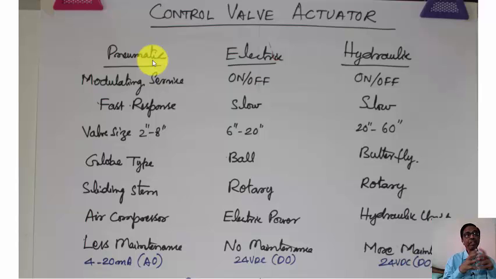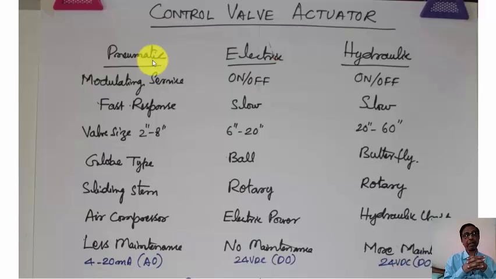First, pneumatic actuators. These are used for modulating service. What is modulation? In a control loop there is a pressure transmitter, controller, control valve. It has to work automatically. This is an automatic control loop. You can call it a feedback control loop or closed loop. Whatever you call it, we have a control valve to modulate the flow through the pipeline. This is modulating service.